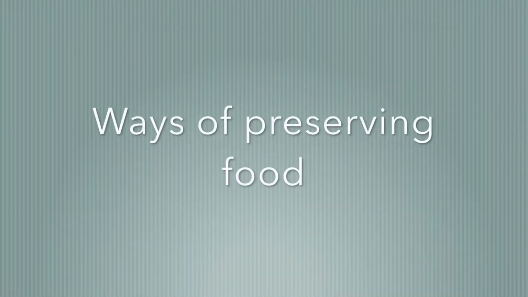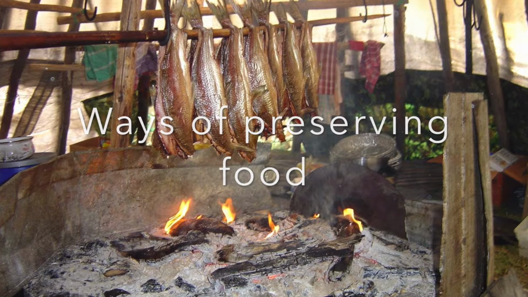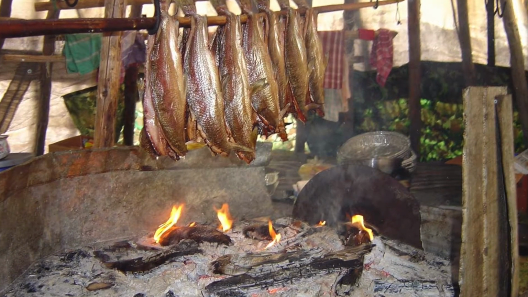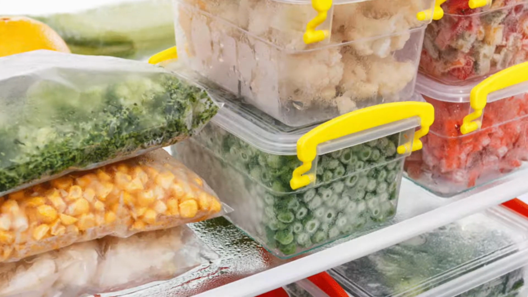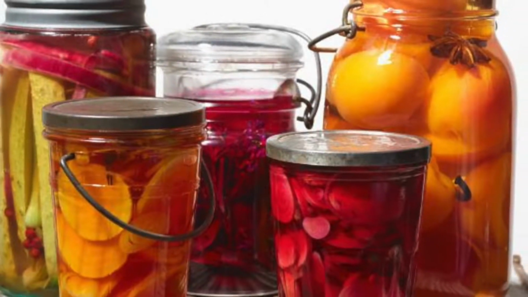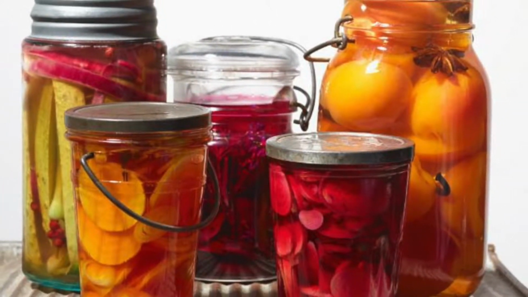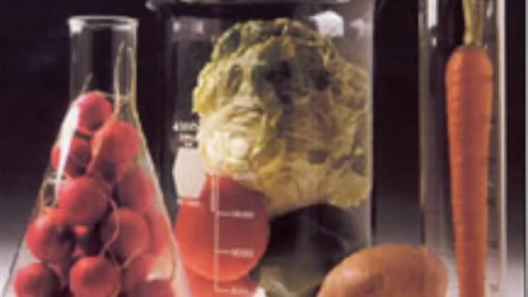There are different ways of preserving food. Different ways vary depending on environmental conditions. Examples of such processes include low temperature preserving, thermal processing, controlling water activity, fermentation and pickling, and chemical preservation.